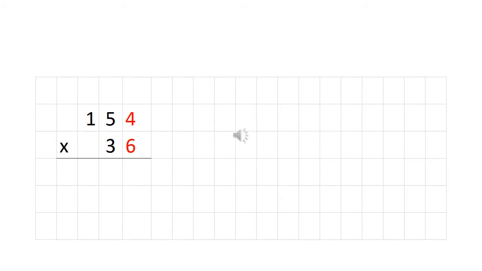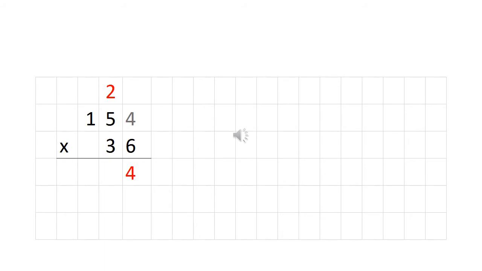So in this case, our first step is going to be to multiply the ones place in the top number with the ones place in the bottom number. So now when we do the 6 times 4, we get 24. If you notice, there's a bit of a problem here because now we've got a 2 and a 4 squashed together in the 1 spot. We can't have that.